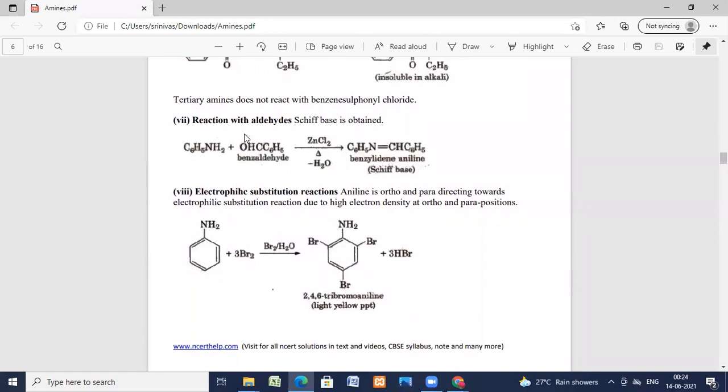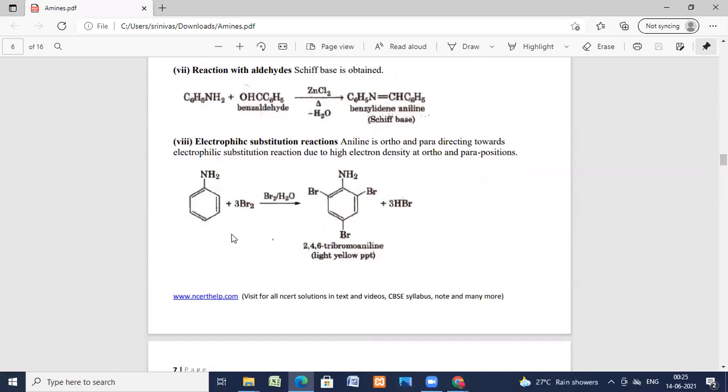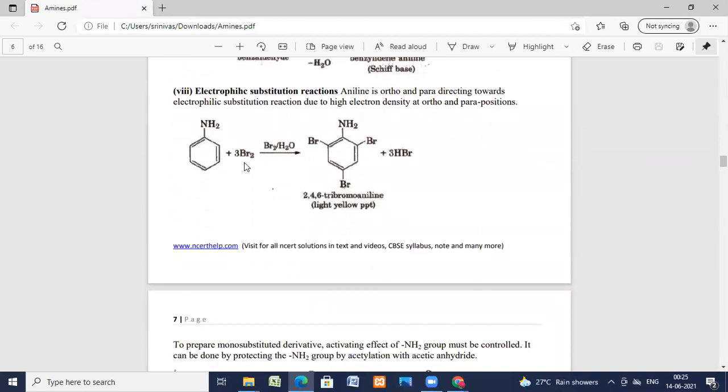The next one is reaction with aldehydes. Aniline on reaction with benzaldehyde gives benzalidine aniline. In the electrophilic substitutions, on reaction with bromine, it forms 2,4,6-tribromoaniline.